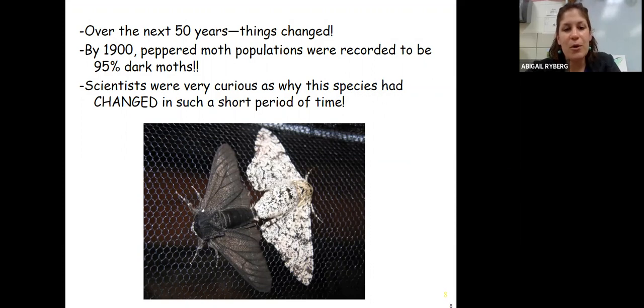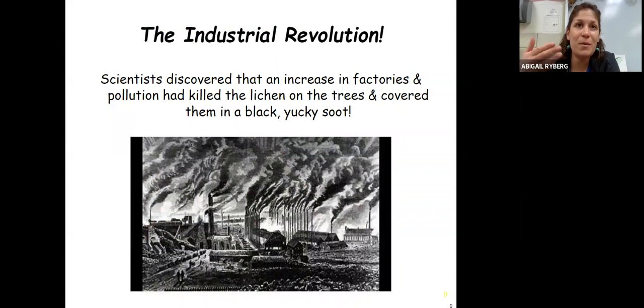By 1900, peppered moth populations were recorded to be about 95% dark moths. Scientists were very curious as to why this species had changed in such a short period of time. Here you can see a picture of them actually mating, and it's interesting to see the peppered moth with the black moth, and they are actually the same species. What we attribute to the peppered moth example is the Industrial Revolution. Scientists discovered that an increase in factories and pollution had killed the lichen on those trees, and now the trees were just covered in black, gross soot.